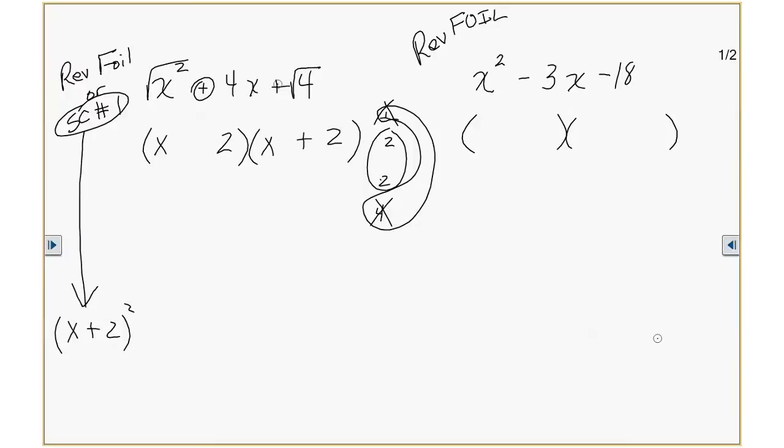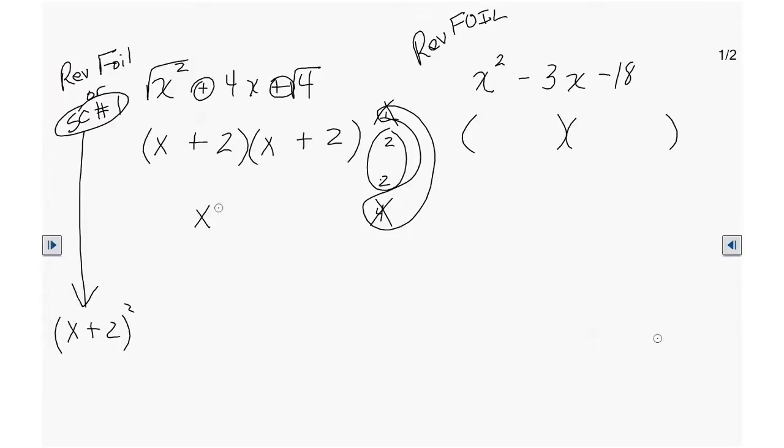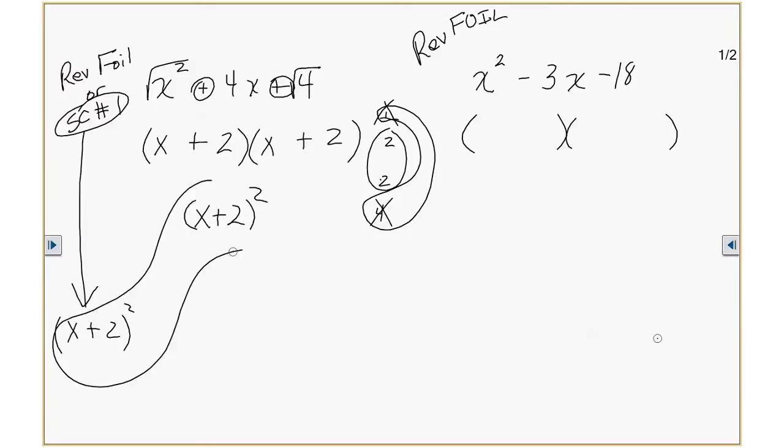This means like or unlike. Like, so x plus 2, squared. Should be the same answer. Okay, that's a review over shortcut number 1 as well as the reverse FOIL.